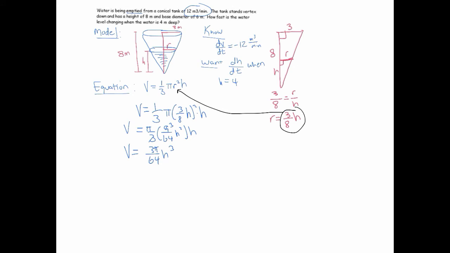All right, so now is when we need to take the derivative with respect to time. The derivative of the volume would be dV/dt. For the right term, we use the power rule. Don't forget pi is a constant, it's not a variable. So it's going to be 9 pi over 64 times h squared times dH/dt.